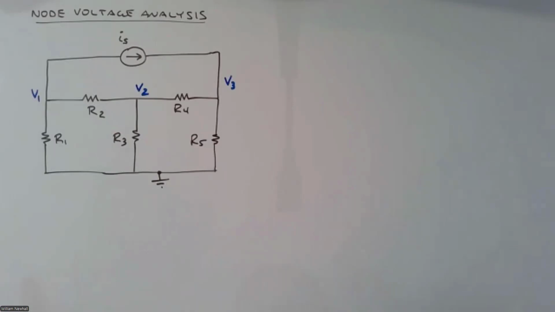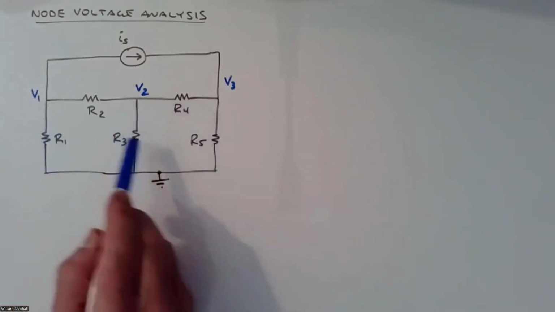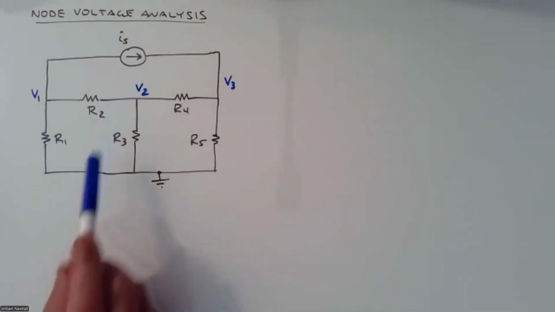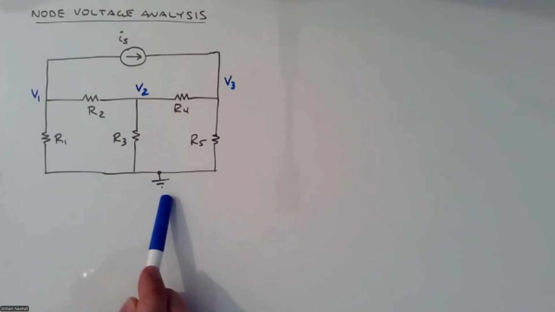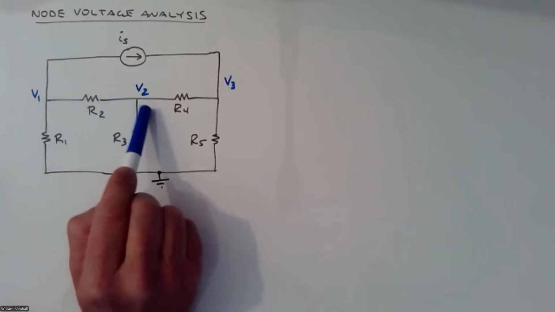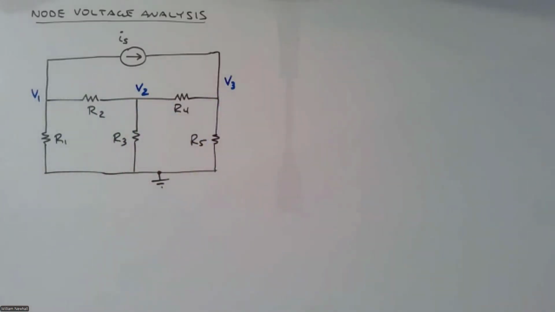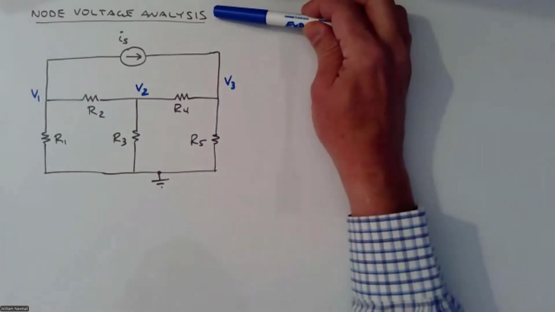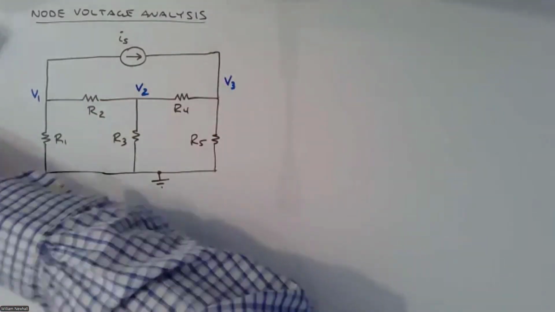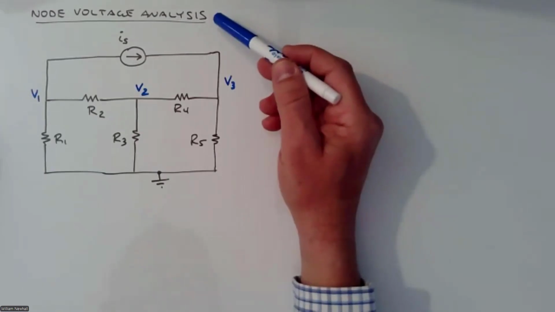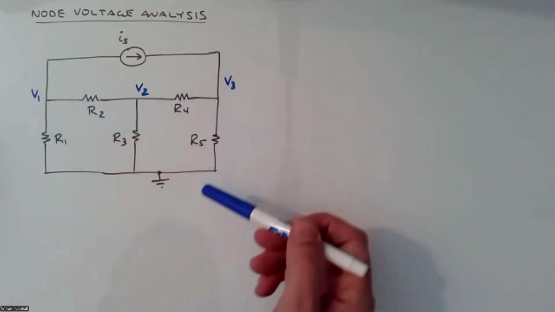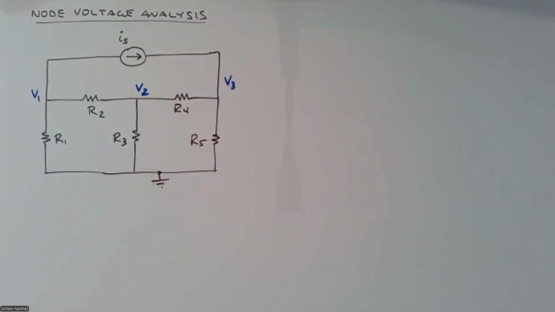Okay, and so our job is, given we know all the resistances, we know the current source, we've defined a reference node, it's been given to you, I want to find these 3 node voltages, and that's what node voltage analysis does. Node voltage analysis is a systematic process. It's a method to find V1, V2, V3, or all of the node voltages in the circuit.